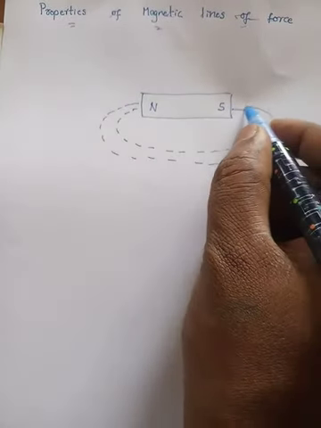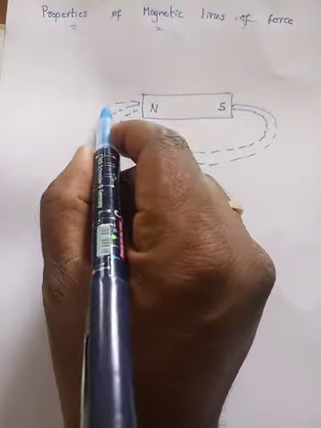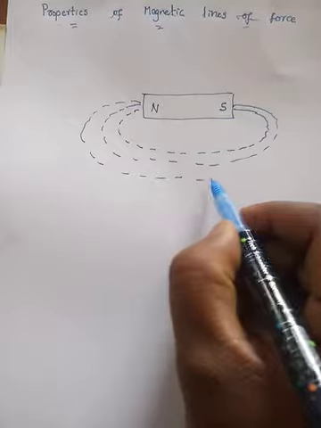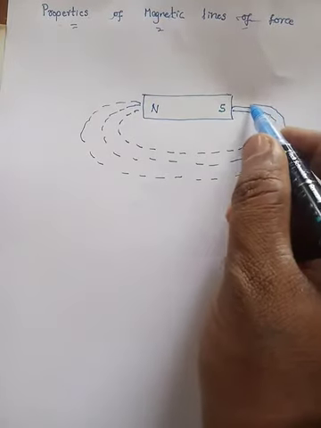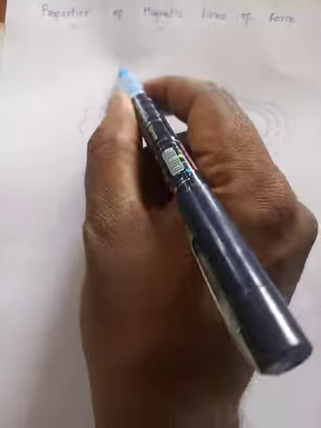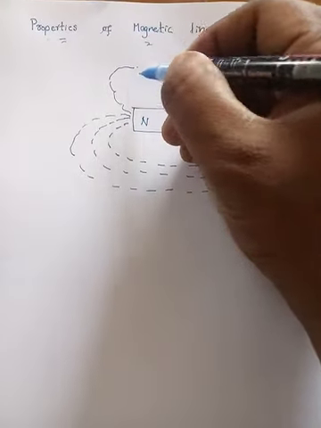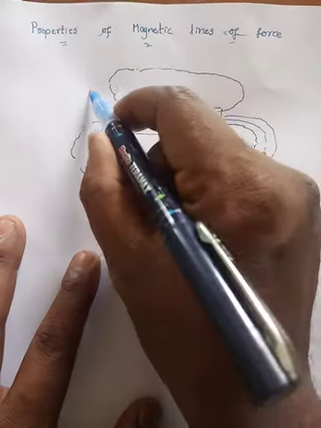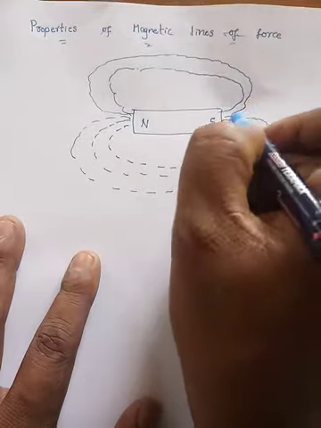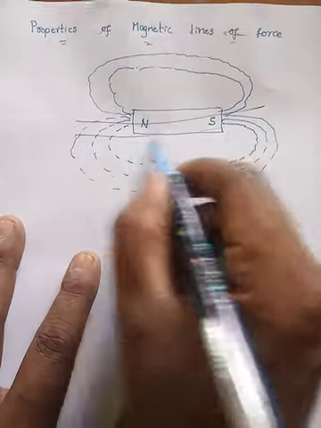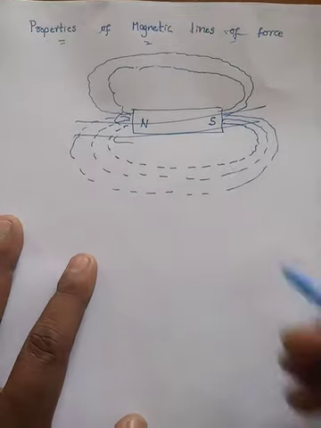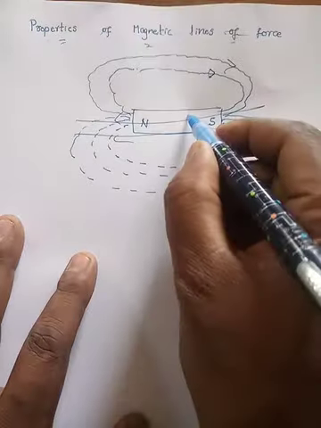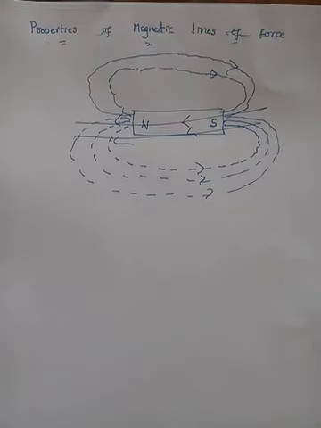See here, if you keep on changing the direction, what happens? The lines of force we can draw like this on either side of the bar magnet. If you see this, inside the bar magnet the lines of force are moving from south to north. Outside the bar magnet they are moving from north to south, whereas inside they are moving from south to north.